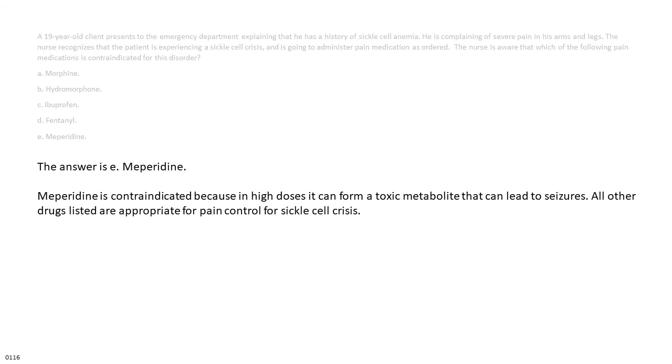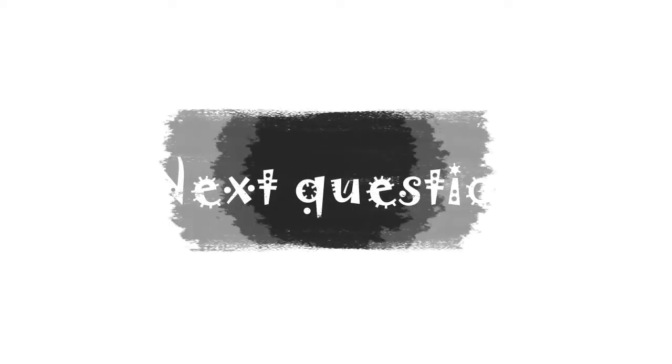The answer is E. Meperidine. Meperidine is contraindicated because in high doses it can form a toxic metabolite that can lead to seizures. All other drugs listed are appropriate for pain control for sickle cell crisis.